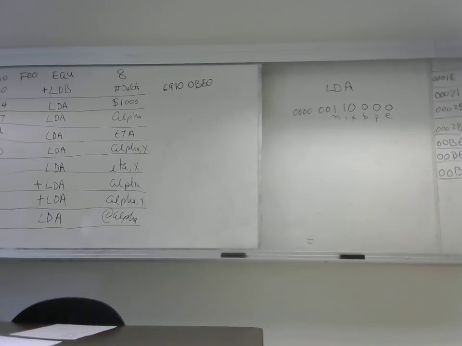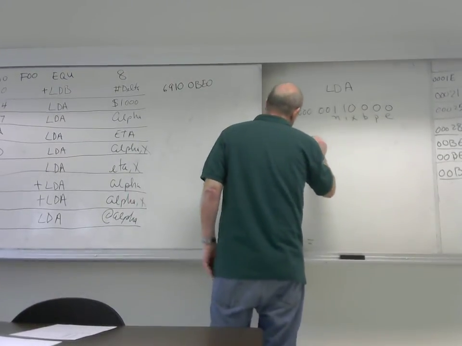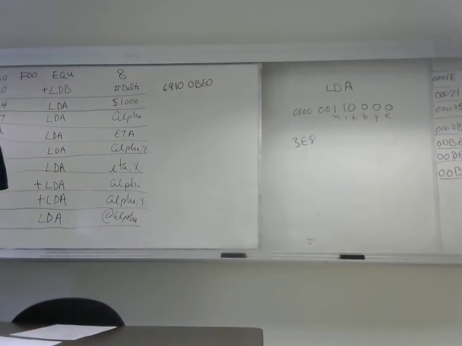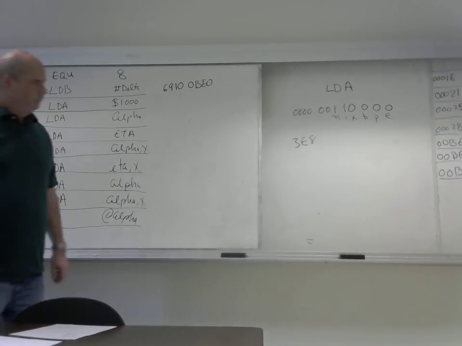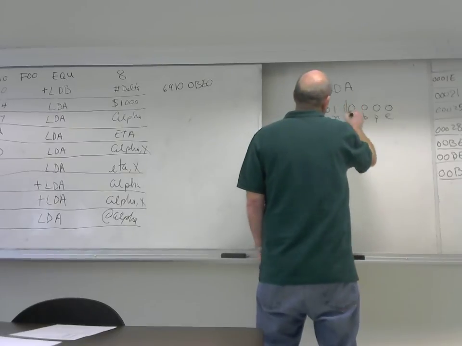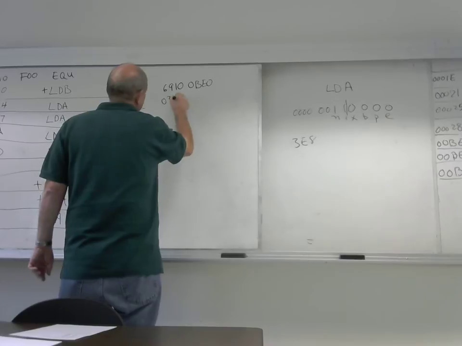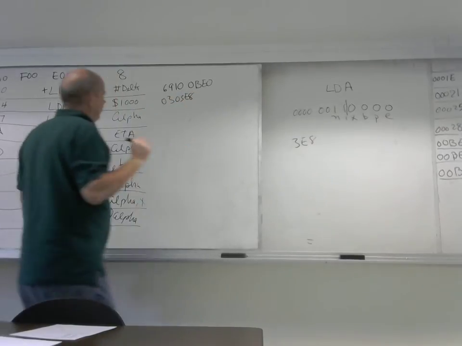3E8. You know, that sounds familiar. 3E8. Okay, that's 256 times 3 plus 14 plus 8. Is that right? Well, let's just say it is, so we can move on. So we got 0, 3, 0, 3E8. And there it is.